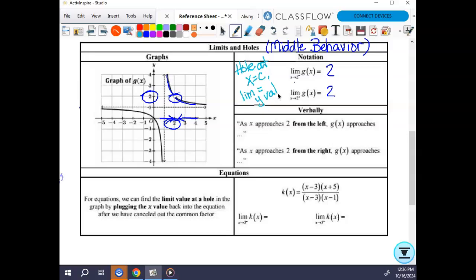And then the verbal is kind of the same thing there. Right? We all good with that? Yes? Sit up.